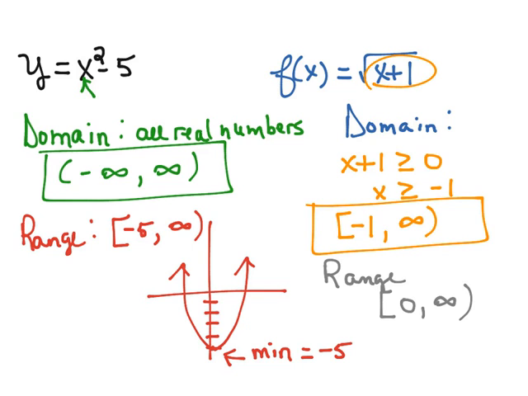You could also look at the graph of this function. This would be a square root function that would begin at negative 1, and the graph would look something like this. So you can see that your domain is all real numbers greater than or equal to negative 1, and your range is all real numbers greater than or equal to 0.